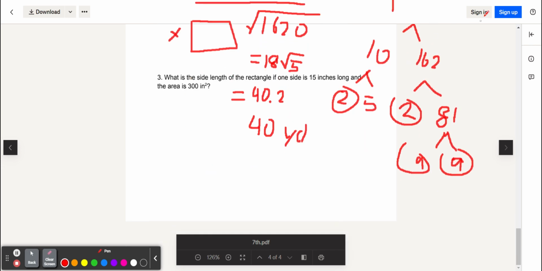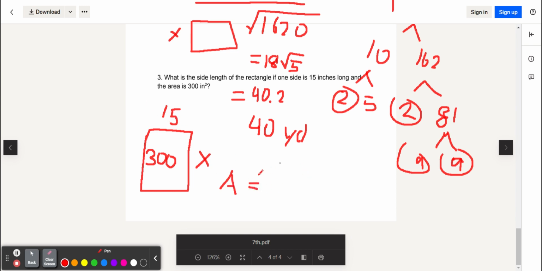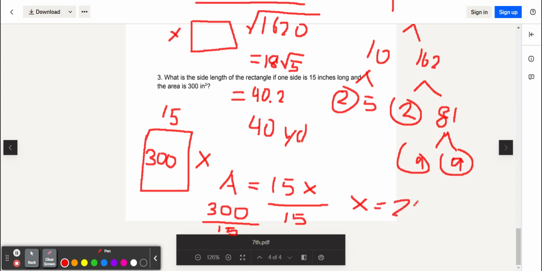Then the final problem of the worksheet is, what is the side length of the rectangle if one side is 15 inches long and the area is 300 inches squared? So we know one of the sides, the other one is what we're trying to solve for, and we know the area. If you remember, area is based on two sides. So we know that it is 15x and area is 300. So we just need to divide both sides by 15 to isolate x, and 300 divided by 15 is simply 20, which is our final answer, 20 inches.